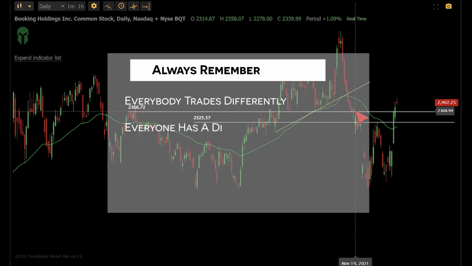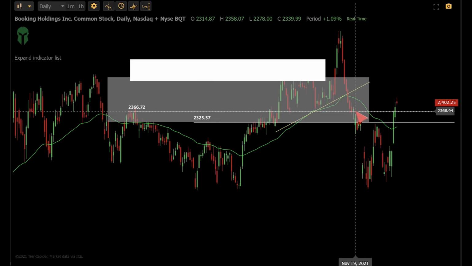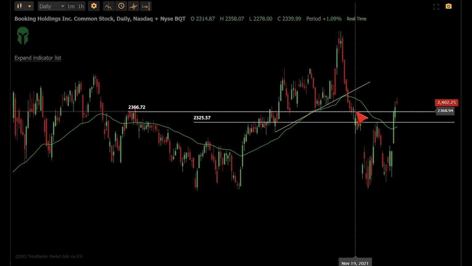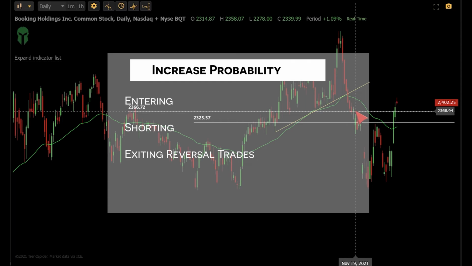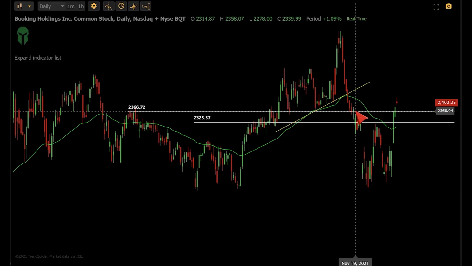Reiterate again, everybody trades differently. Everyone has different risk tolerance. What's up to you as a trader and an investor is to figure out who you are. These are simply tools in a toolbox that will add a degree, or in my opinion significantly increase the degrees, of probability of entering, shorting or exiting reversal trades at the right time.